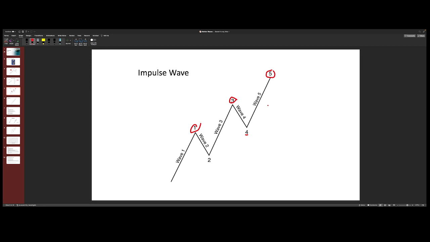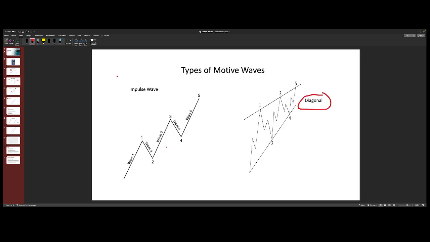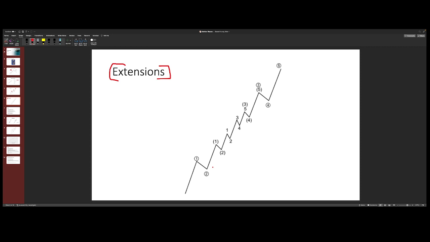Waves 1, 3, and 5 cannot all be an extension. What is an extension? Let me preview this real quick. An extension is a different variation of the impulse. An extension is when you have, in this example, another 5-wave impulse within the impulse.